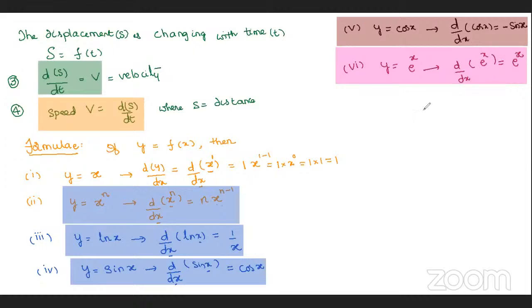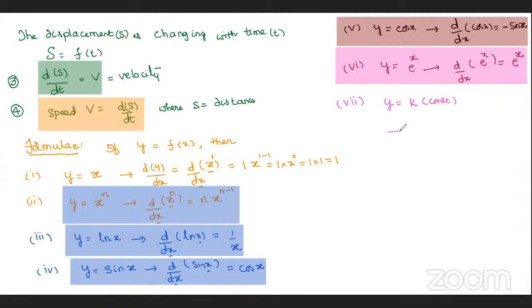From these formulae here, how to apply them in our physics? Before starting, just cross checking you all. Suppose I write the seventh one here: y is equal to some constant k. K is a constant, like 2, 3, 4, some number, a constant value.